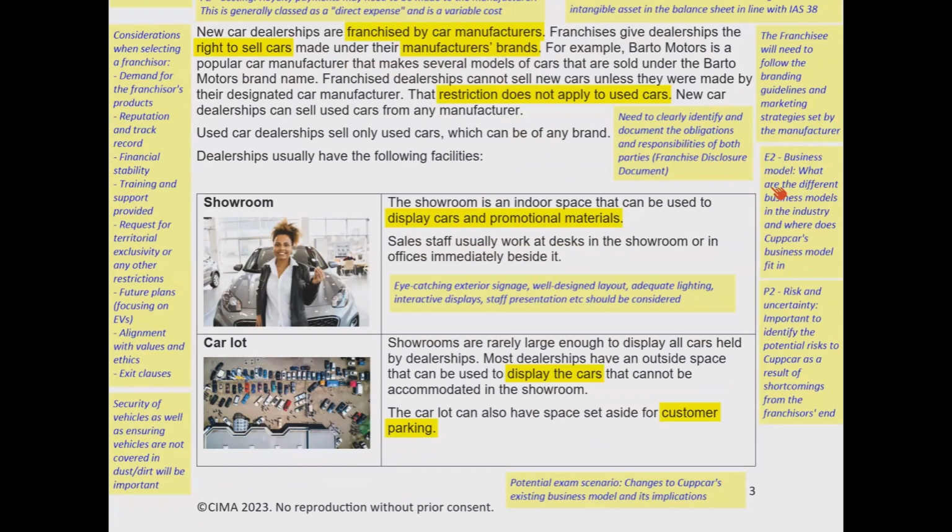Does it fit with the way, and here's another thing that's tested regularly, does this proposition in the exam fit with the way Cuppcar currently adds value and creates value in terms of the way that it does its business model? And regularly tested is the concept of how does a suggestion in the exam fit with the existing business model of Cuppcar? How could it impact on those value creating activities that Cuppcar currently has?